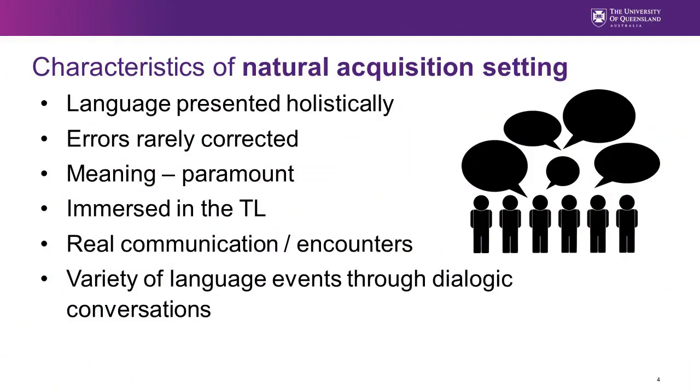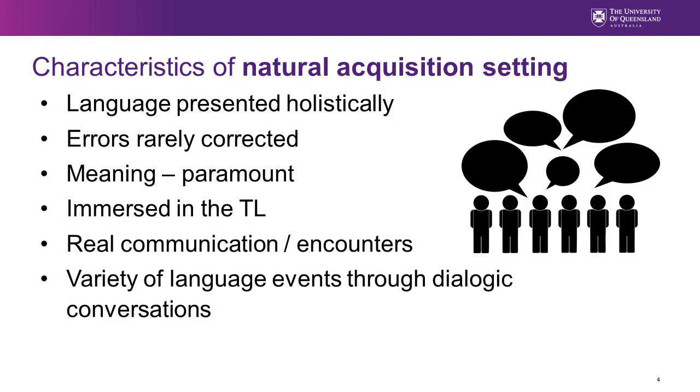I have just distinguished between two settings of second language acquisition. Now let's have a closer look at the characteristics of each setting. One of the first characteristics of the natural setting is that language is presented holistically for the purpose of communication. Given its purpose of communication, errors are rarely corrected if the conversation goes smoothly.